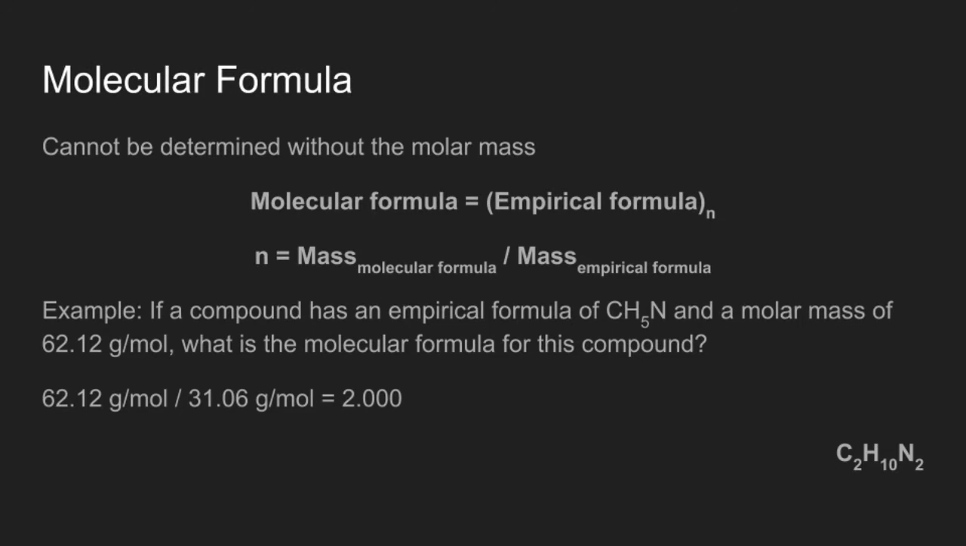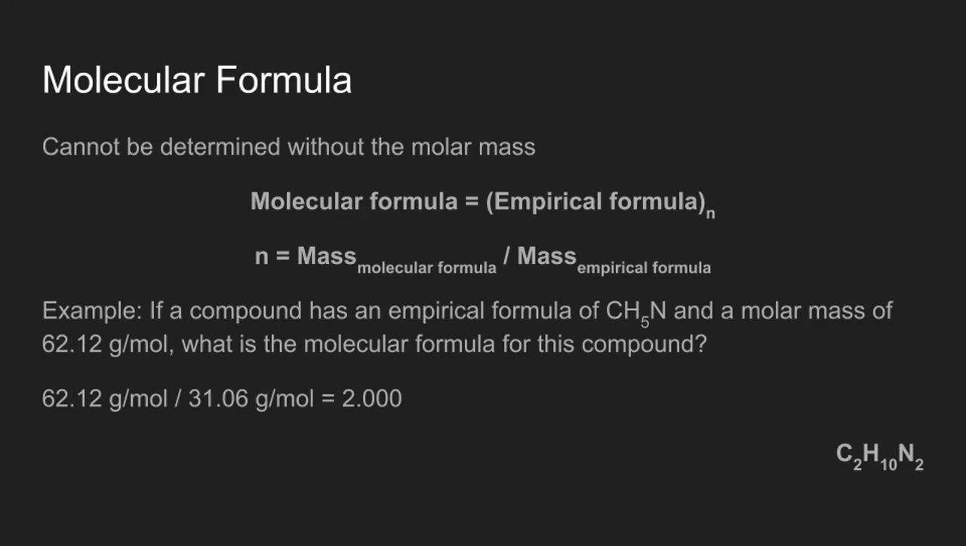The molecular formula cannot be determined without the molar mass, and there are other experimental methods like mass spectrometry to determine molar masses of compounds. But the molecular formula is going to be some whole number multiple, maybe 1 or 2, of the empirical formula's subscripts. If you know the molar mass of the molecular formula, you can divide that by the empirical formula's molar mass. That ratio will give you the integer n by which all the subscripts in the empirical formula would need to be multiplied to get the molecular formula.